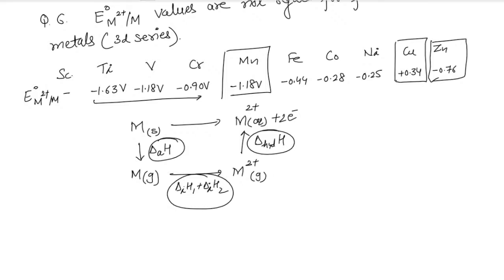Yes, Sahil, you are right. You can write all the factors which affect the E naught value, that is the enthalpy of atomization, the sum of the first and second ionization enthalpy, and enthalpy of hydration.